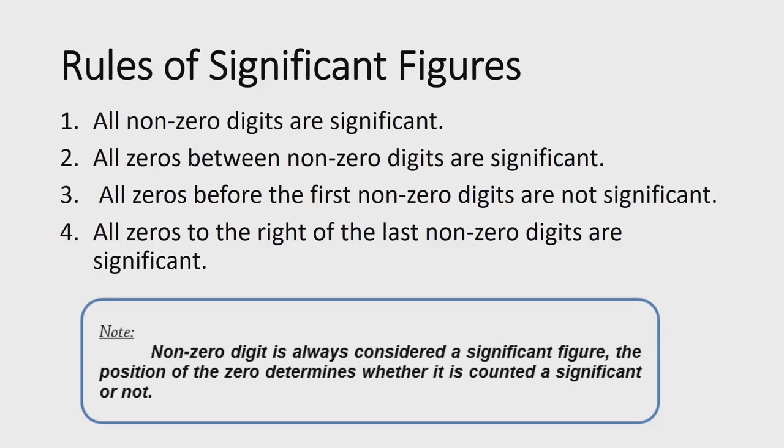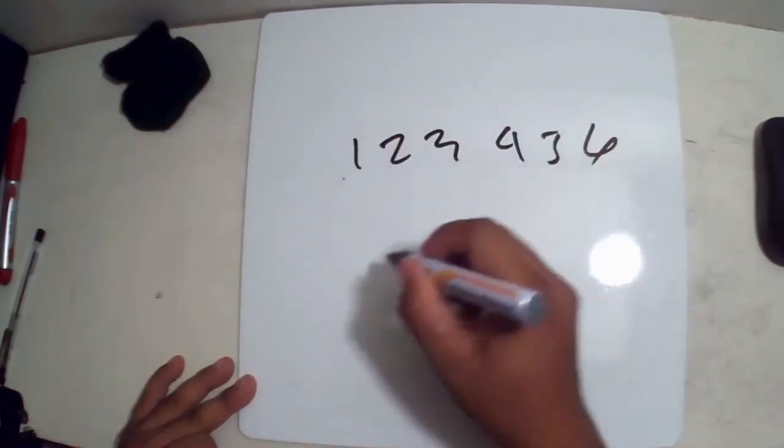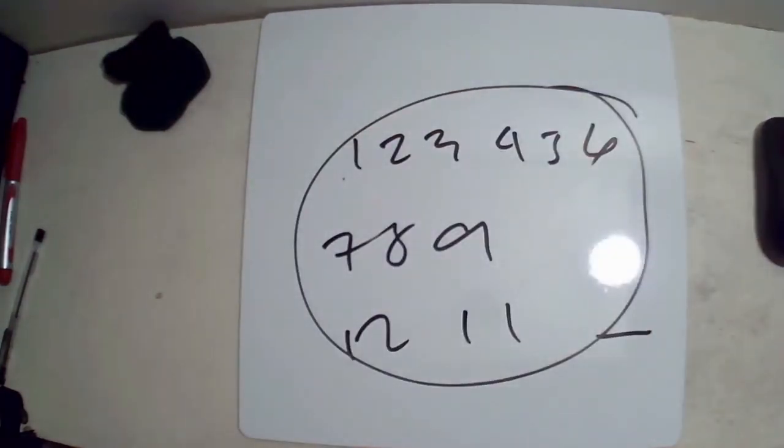We actually had our first video, which was just an introduction. Now let's go to the details. Rules of significant figures. The first rule is all non-zero digits are significant. What do we mean by that? That means all non-zero digits. Think of the numbers that are not zero. It can be 1, 2, 3, 4, 5, 6, 7, 8, 9, 12, 11, etc. These are considered significant figures.